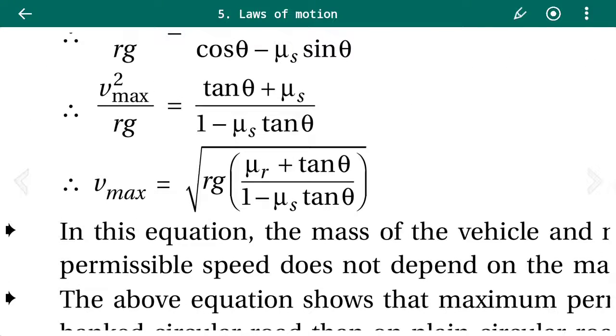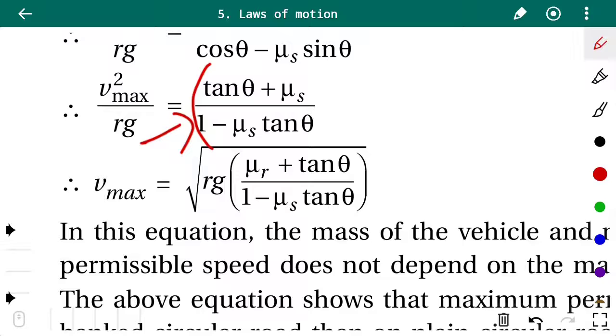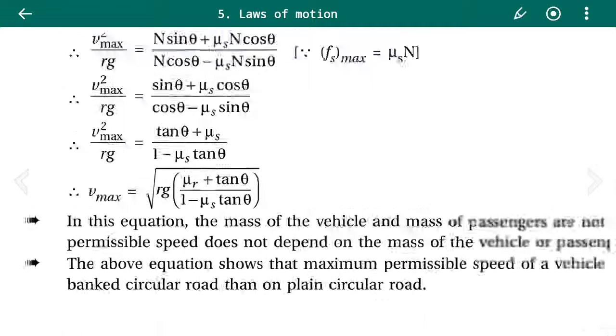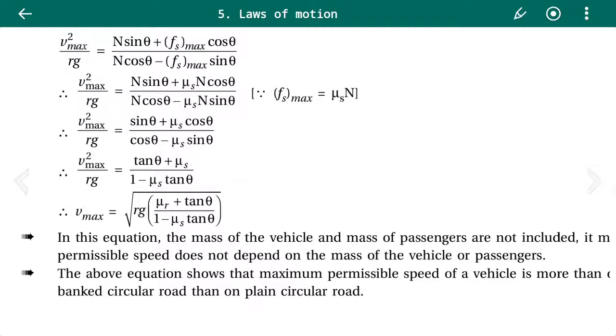Now we need to find v maximum here. So taking Rg on this side, it will be v square max equals Rg into tan theta plus mu s upon 1 minus mu s tan theta. Taking square root on both sides, we get v max equals under root Rg into mu s plus tan theta upon 1 minus mu s tan theta. So we got the equation for maximum safe speed.